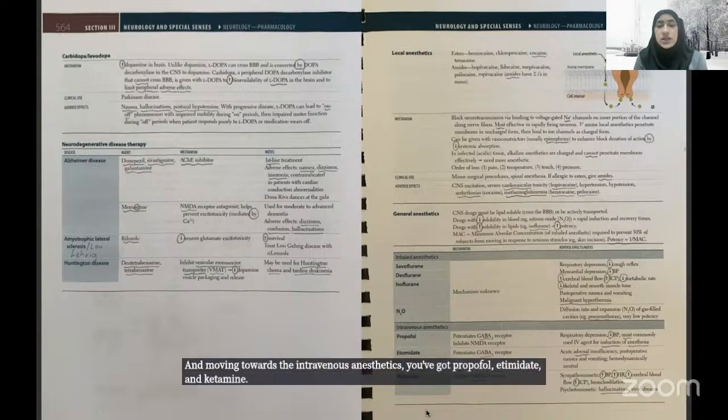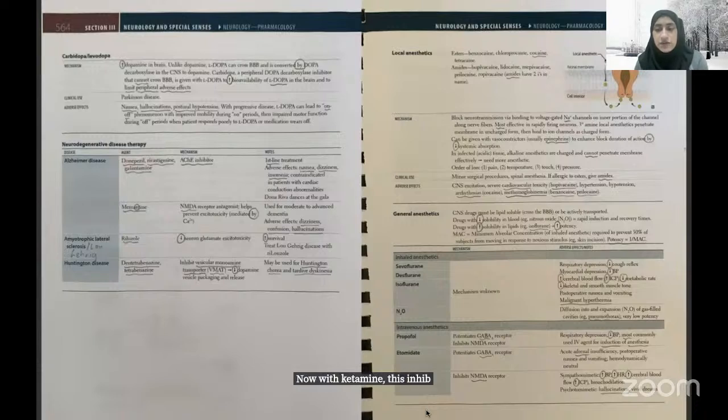Now, ketamine inhibits the NMDA receptor. So it increases BP, heart rate, cerebral blood flow, and ICP. But it causes hallucinations and vivid dreaming. Going above ketamine, you've got etomidate, which potentiates the GABA A receptor, and it can cause acute adrenal insufficiency. Also, it can cause postoperative nausea and vomiting.